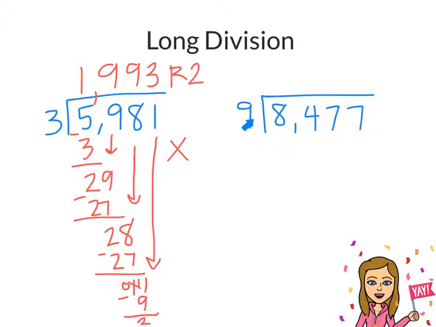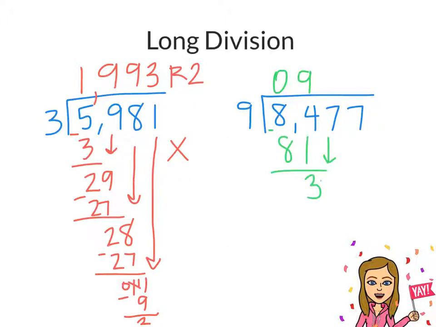8,477 divided by 9. So first thing I ask, oh shucks, this one doesn't work. 9 cannot go into 8, so put up a 0 again. But 9 going into 84. The closest I can get is 9 times 9, as that is 81. I subtract and end up with 3.